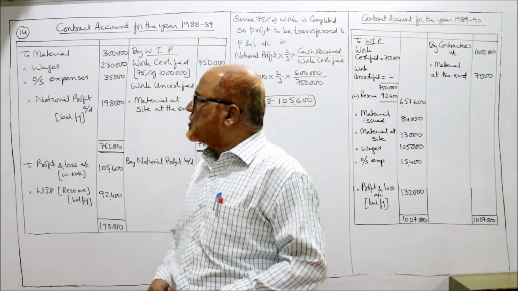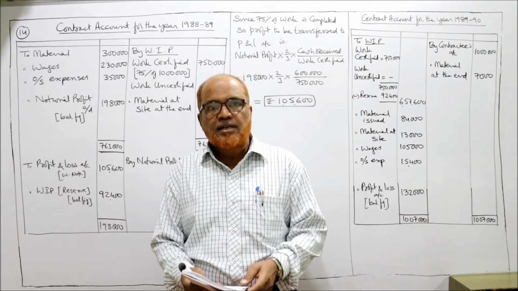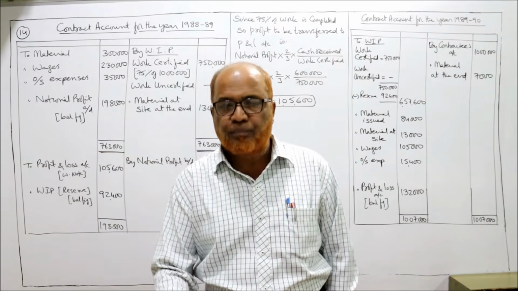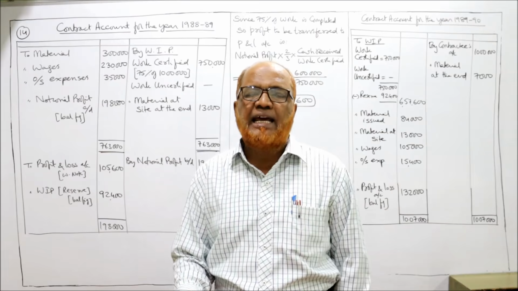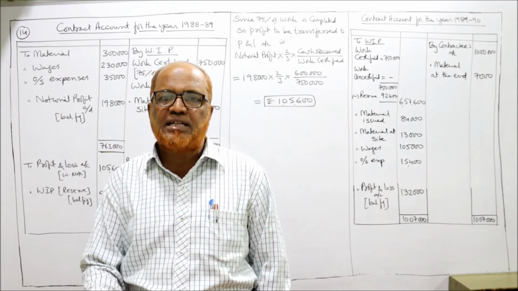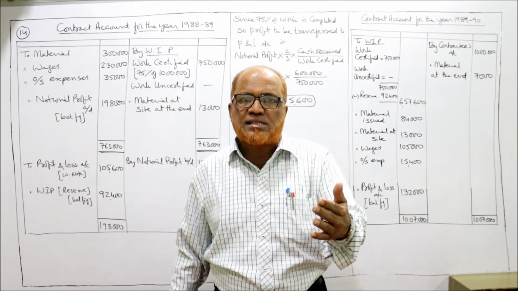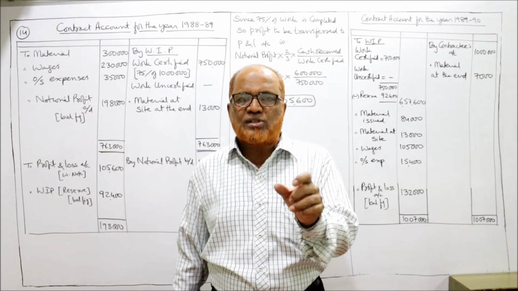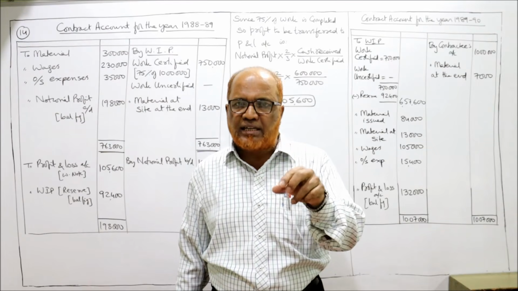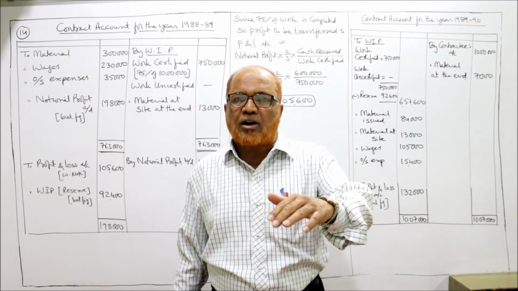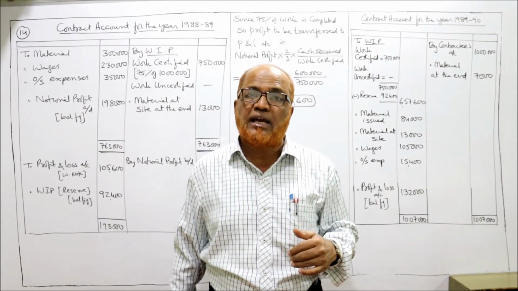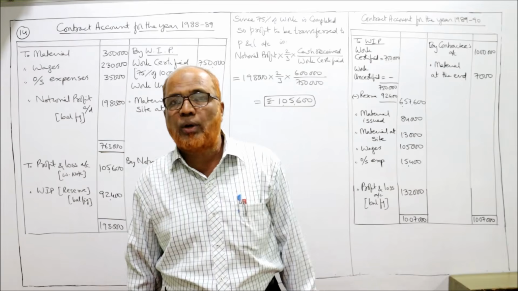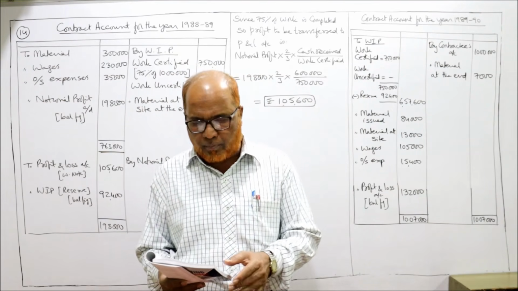Now we'll start the next problem, that is problem number 14. See the problem carefully. Prepare contract account from the information given below. Here the data is given for 1988-89 and 1989-90. So successively for 2 years the same contract is continued. First of all, the contract was started in 1988-89 and the contract was finished in 1989-90. So 2 consecutive years the contract is going on. That is a new point in this problem.